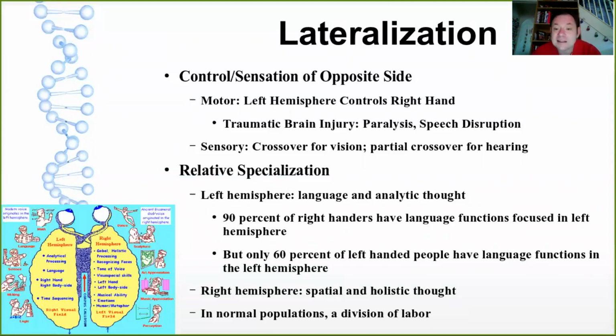90% of right-handers have language functions focused in the left hemisphere, but only 60% of left-handed people have language functions in the left hemisphere. So it's not complete, but there is a certain lateralization. The right hemisphere is more responsible for spatial and holistic thought. In normal populations, there's sort of a division of labor between the left and right side of the brain.